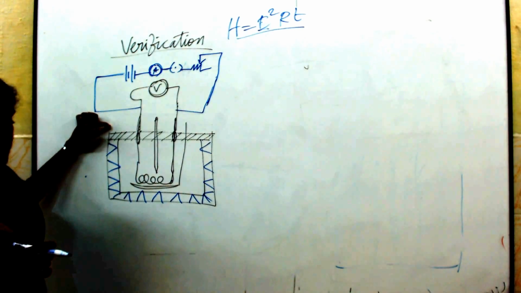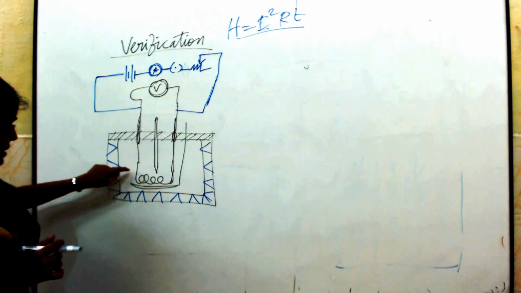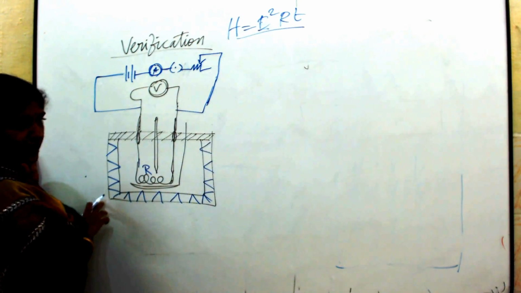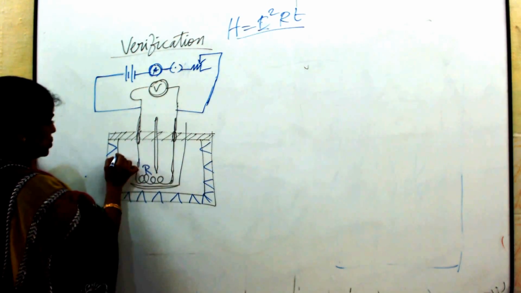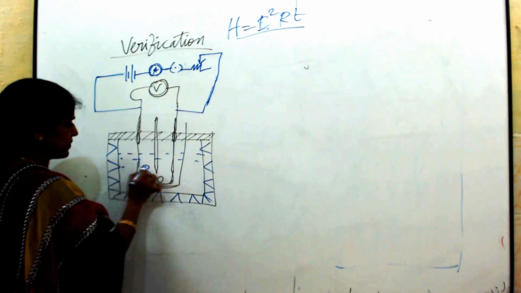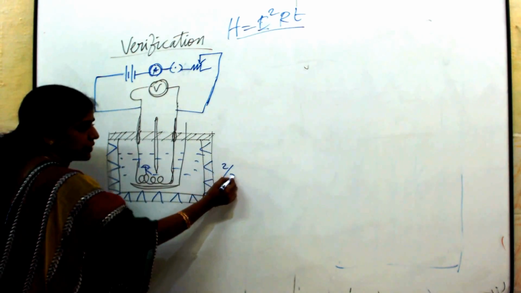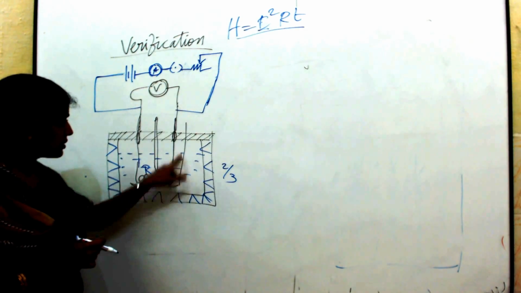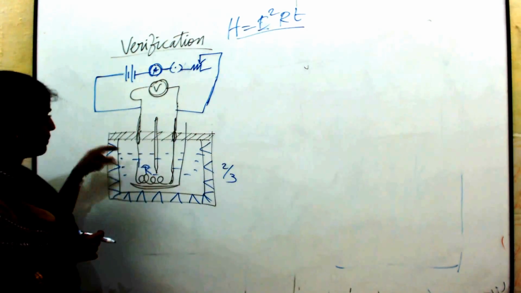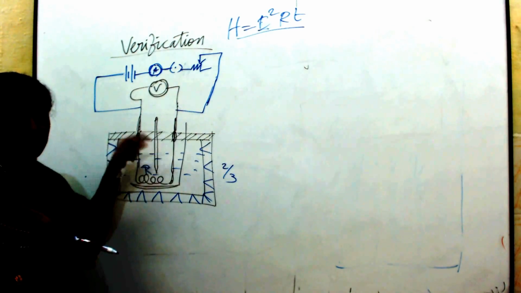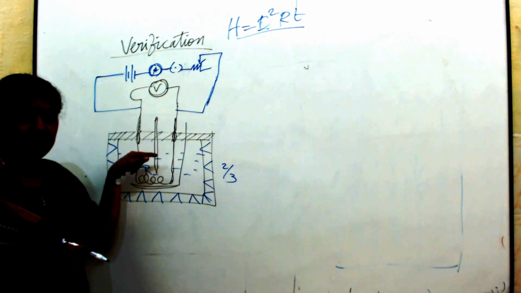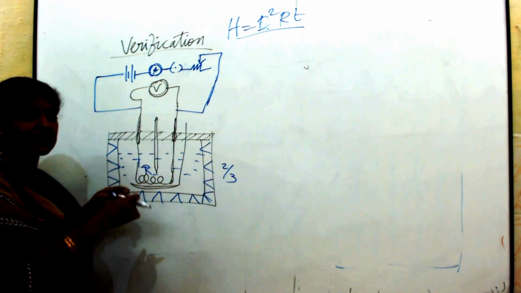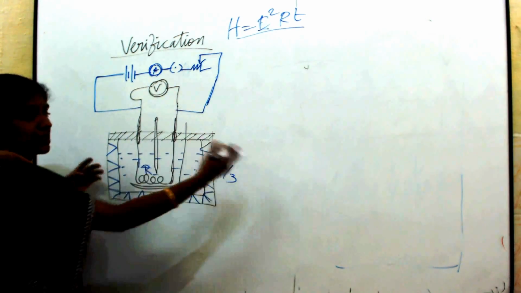Now here this is your calorimeter. This calorimeter consists of a resistance R, just kept inside a calorimeter. Here 2/3 of your calorimeter is filled with water. Here I have a resistance R and a stirrer connected to this calorimeter. In the middle I have a thermometer to measure the temperature of the calorimeter and its content. The whole setup is kept in a wooden block to minimize the loss of heat to the surroundings.